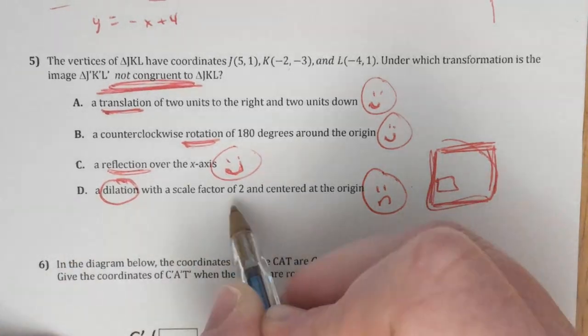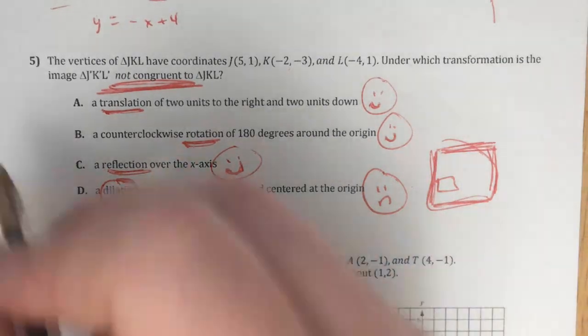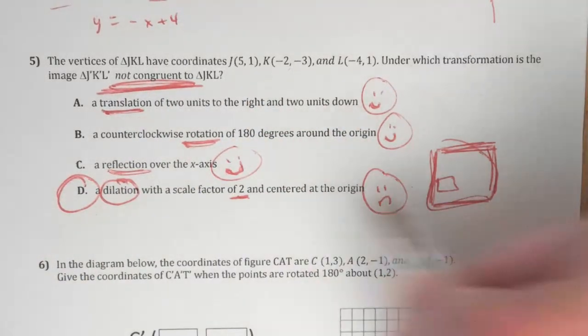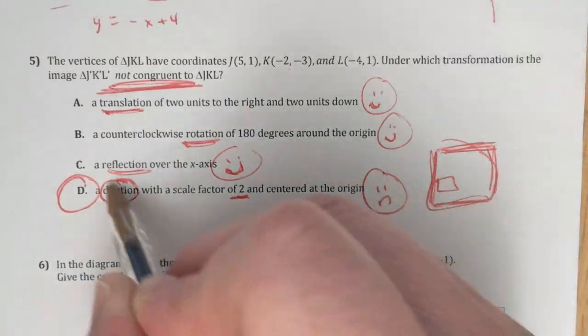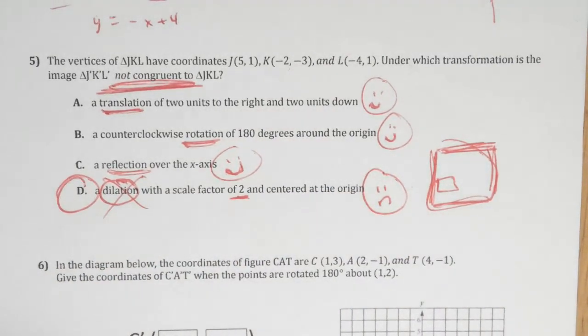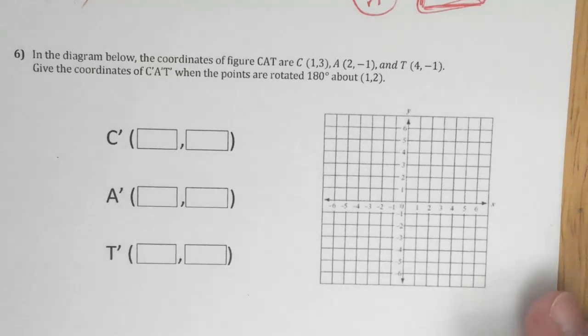So this one has a dilation of 2. Now, if it had a dilation of 1, you would say it's exactly the same. But dilation is the one that's bad, so that was the answer. That's the one where it's not congruent. So all these were good, this one was the bad one, right? And there you go. You don't even have to draw it. You just knew that's the one that doesn't work. And number 6.